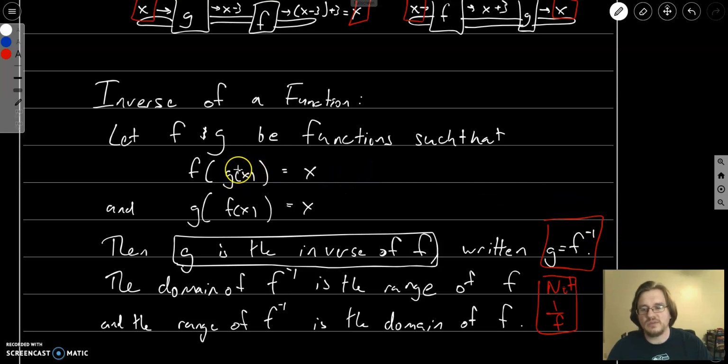Likewise, what numbers can we plug in to g? Well, anything in the domain of g. So this has to be true for all x in the domain of g.